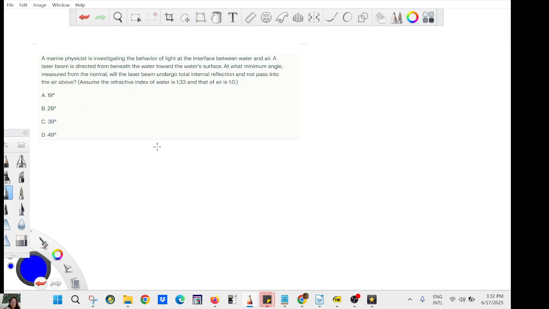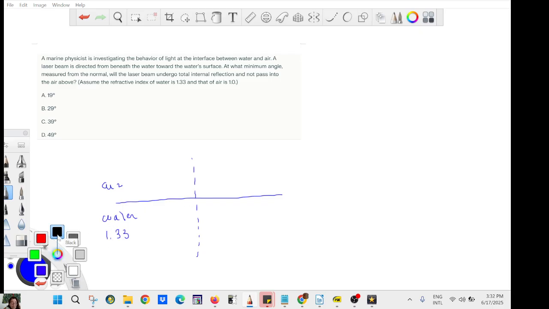So maybe you want to draw. Okay, so you have an interface here between water, so this is water, and so 1.33, and this is air. And at an angle here, we don't know which one, but at an angle, okay, so this angle here, that's what you want. It's a critical angle. Light will be here.